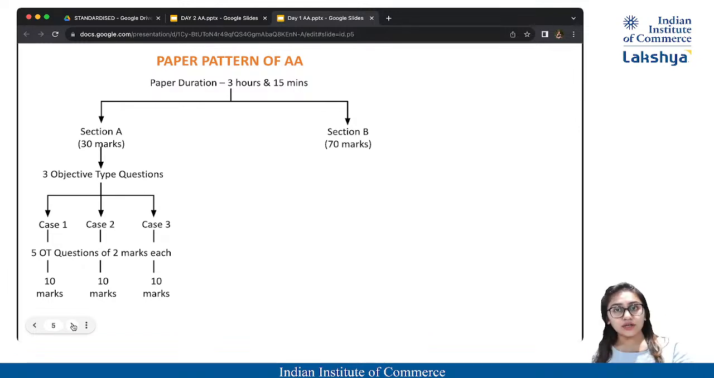In case 1, you have 5 questions of 2 marks each. That is the MCQ. So each MCQ has 2 marks. Every right tick of the MCQ is going to give you 2 marks.